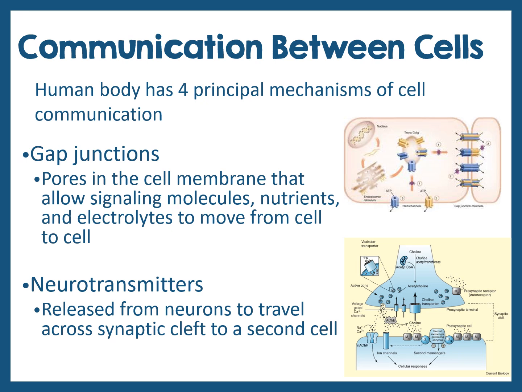These holes or pores within the cell membrane will connect one cell to another so that substances can move from one cell into the other. The second is neurotransmitters. Neurotransmitters are chemicals that are released from neurons, and they'll travel across a space called a synaptic cleft and arrive at a secondary cell. That secondary cell can be another neuron, or it can be a muscle or a gland, and that neurotransmitter will cause some kind of effect in that secondary cell.